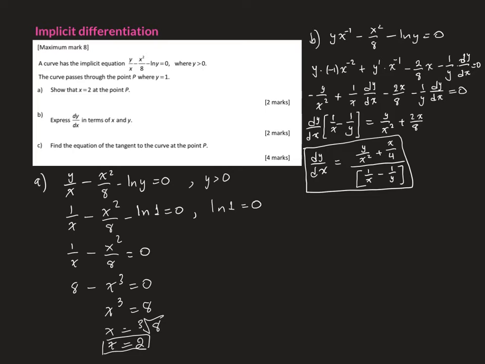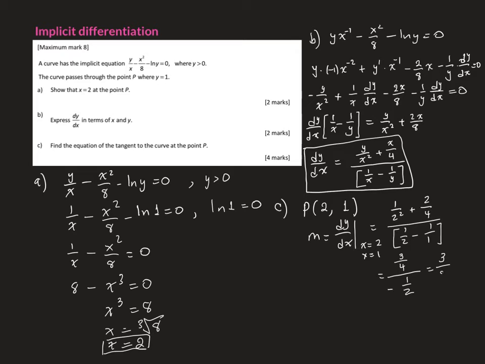Now for c, we want to find the equation of the tangent at the point P. The coordinates are 2, 1. So we can find what the slope of the tangent line is going to be if we substitute in the expression for the derivative. So m, which is dy/dx evaluated at x equals 2 and y equals 1, is going to be, so we find that the slope is minus 3 over 2.